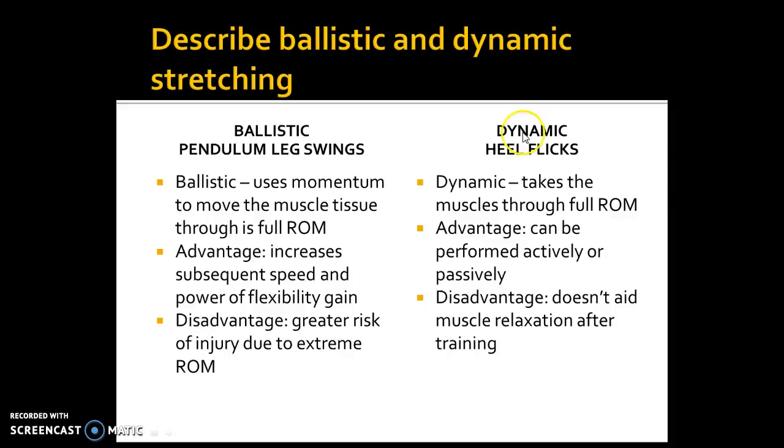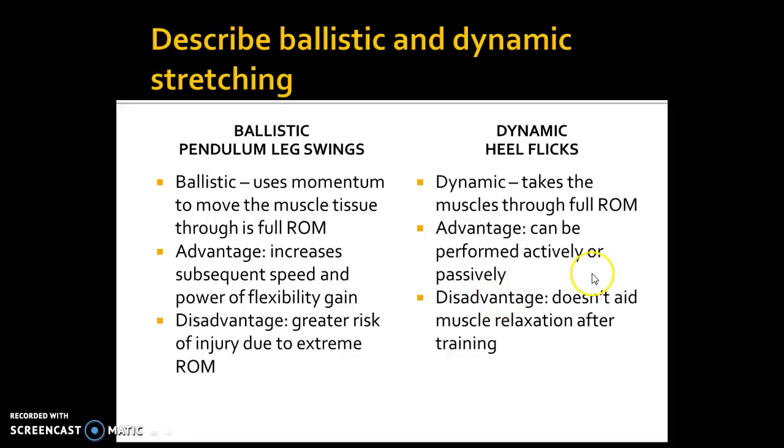On the other hand, you've got dynamic stretching. Dynamic stretching takes us through the full range of movement. So again, we've got that ROM, but we're not using momentum here. You create your own movement. You think of heel flicks, you create it. A pendulum swing, using the momentum from one side to come back from the other, so it keeps moving like that. You have to create your own momentum. It could be performed actively or passively, which is a good thing.